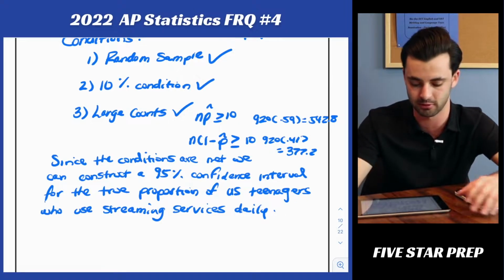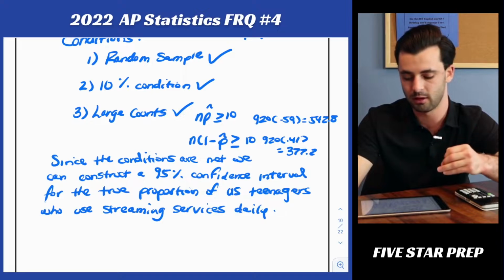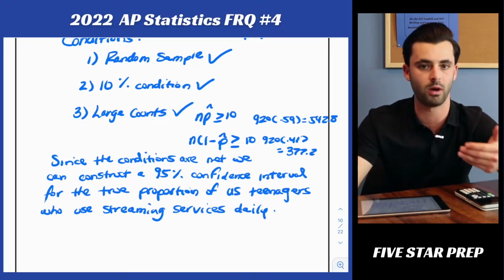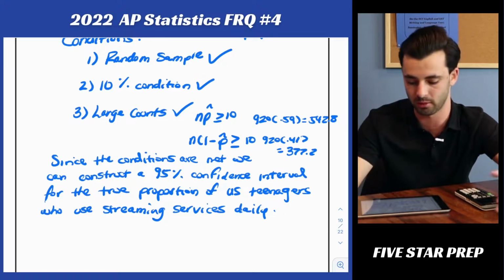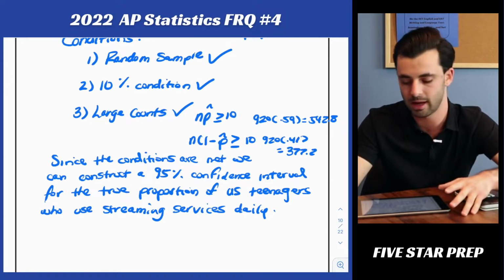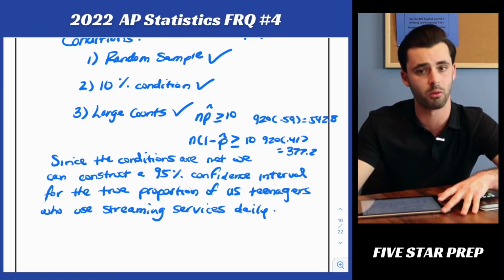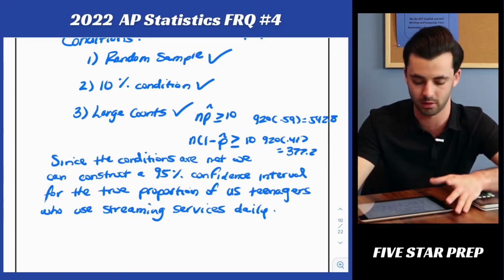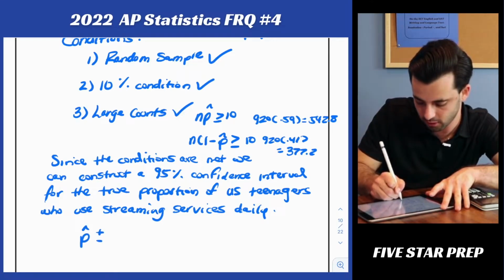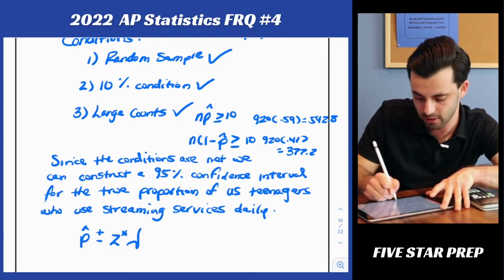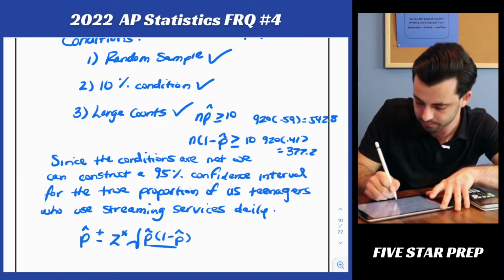So now that we got that out of the way, here they're always looking for you to identify that you know what type of confidence interval or hypothesis test you are constructing or performing. So I would go ahead and either state that we will use or construct a 1 proportion z interval or write down the formula. Here the formula is going to be p hat plus or minus z star times your standard error. P hat times 1 minus p hat over n.